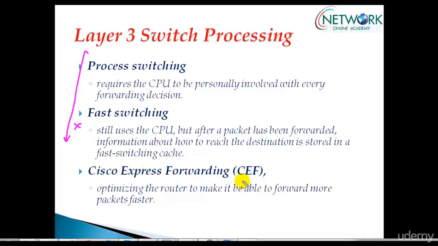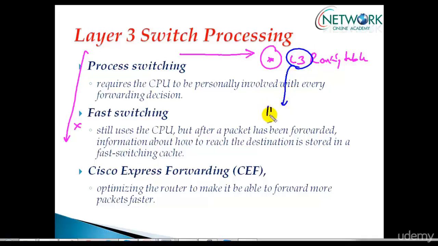Now Cisco introduced a new method, the Cisco Express Forwarding method. In this method, before a packet arrives in your network, the router is going to maintain one layer 3 routing table. This layer 3 table is downloaded to the hardware, and the processing is done at the hardware level rather than at the software level. So the processing is not going to happen in your routing table; instead, it is going to be done on the hardware.